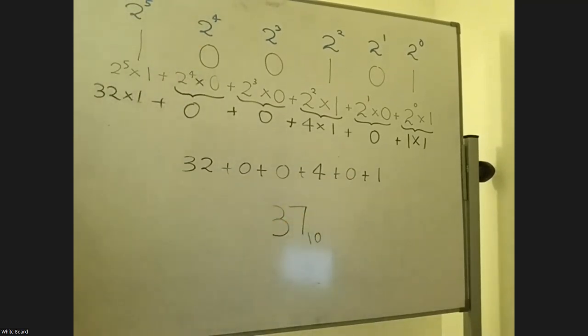And now that was the value that we converted before. So we get 37 back. Okay, take this down also. So you should be able to do these conversions back and forth.